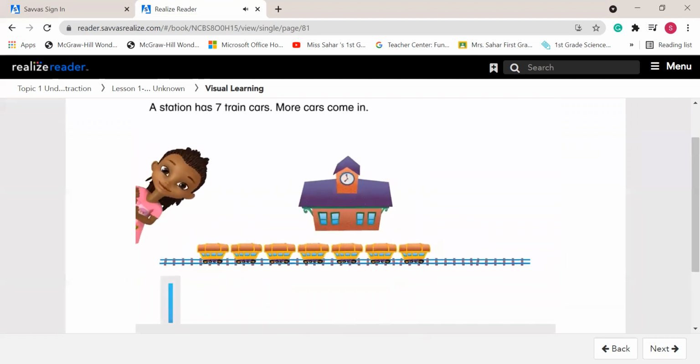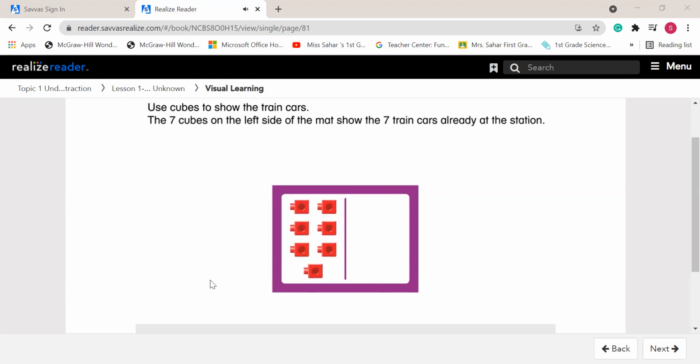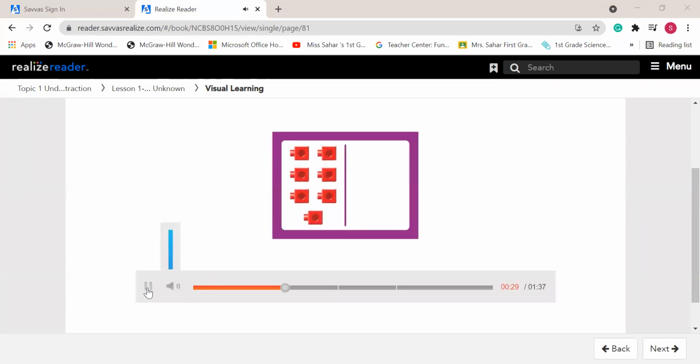A station has 7 train cars. More cars come in. Use cubes to show the train cars. The 7 cubes on the left side of the mat show the 7 train cars already at the station. Put cubes on the right side of the mat to show the number of trains that rolled in. 7 plus what is 9?